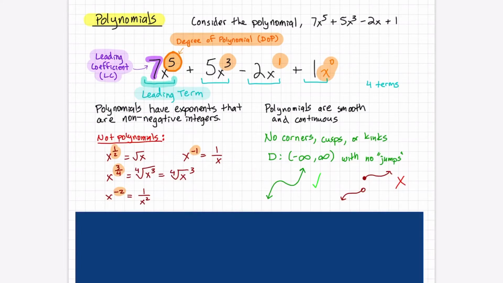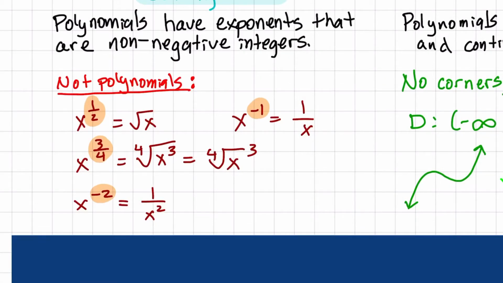So polynomials have certain rules. Let's take a look at these 4 examples. X to the 1/2, well, that is not an integer exponent. That's actually the square root of x, and that is not a polynomial. X to the -1, that is an integer, but it does not fit the non-negative category. And this would actually be expressed as a rational function, 1 over x, and that is not a polynomial. X to the 3/4. Well, a 3/4 exponent would be the same thing as the 4th root of x cubed, or the 4th root of x, and then all of that cubed. This is not a polynomial.